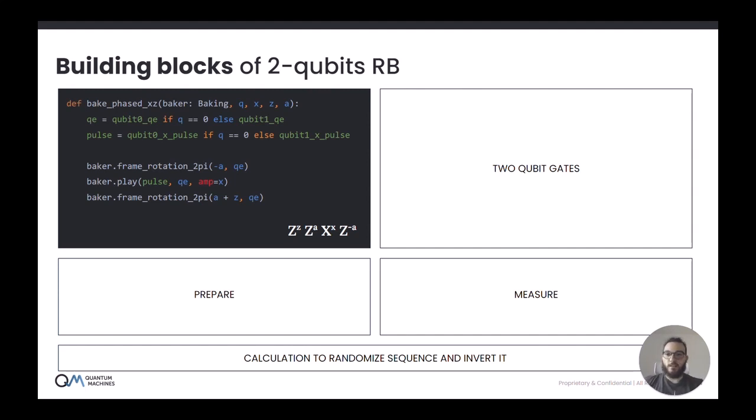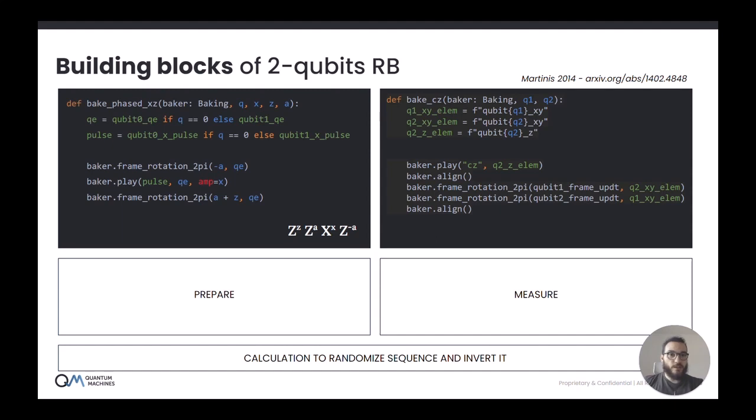Basically, adding baker dot at the beginning of each function. It should be roughly the same as writing in QUA. 2-qubit, same goes. We usually use a CZ gate. So you can also download the code from our GitHub and look at how we define the gates. You can obviously implement whatever 2-qubit gate is available to you.